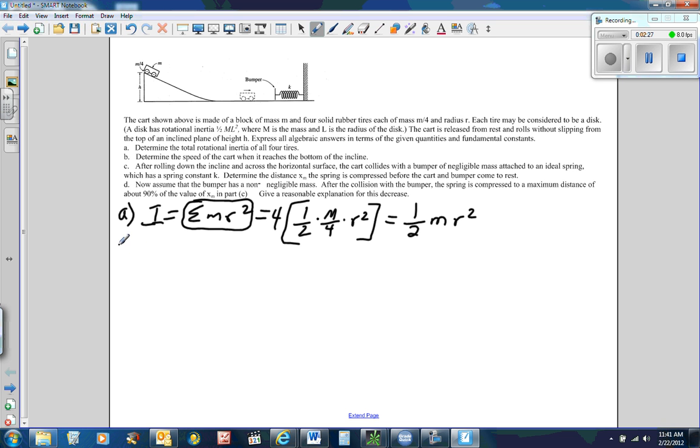B, it says determine the speed of the cart. All right, well, we know that it starts out with an initial potential energy and it ends up with a final kinetic. What we got to remember is that kinetic consists of 2 parts, a linear kinetic, we'll call that translational, plus a rotational kinetic. Both of those added together are going to give me my total kinetic, which is going to be equal to the total potential. So here is what we got to do. It's going to be mgh.